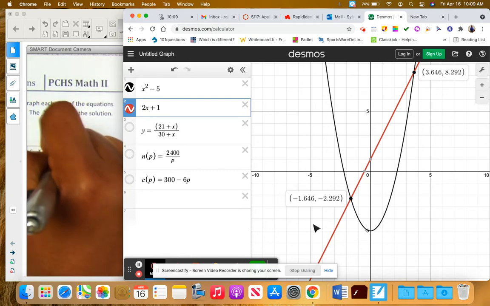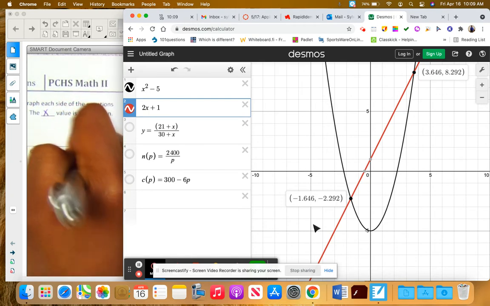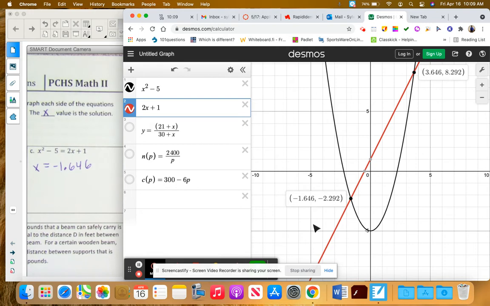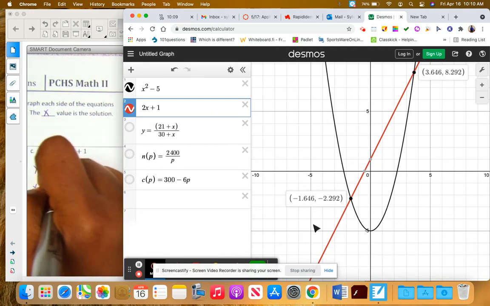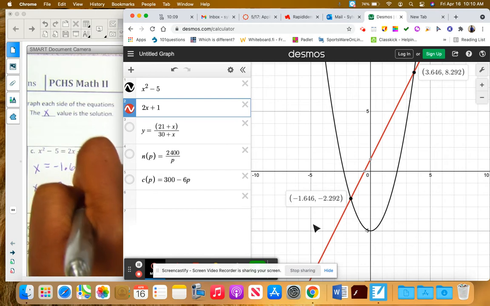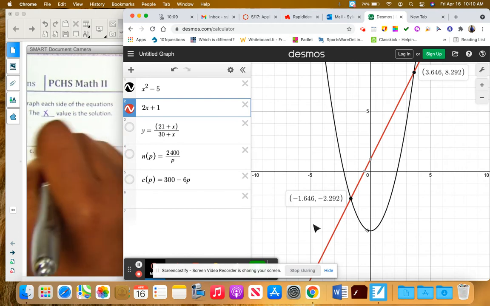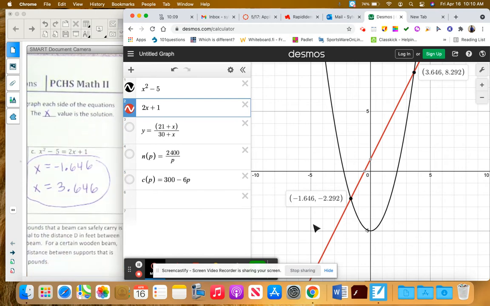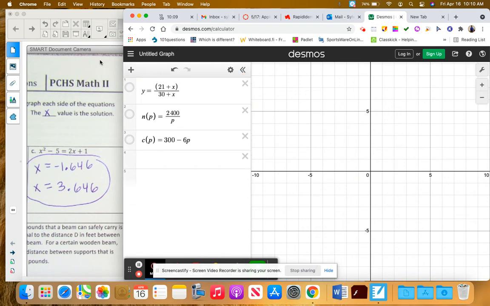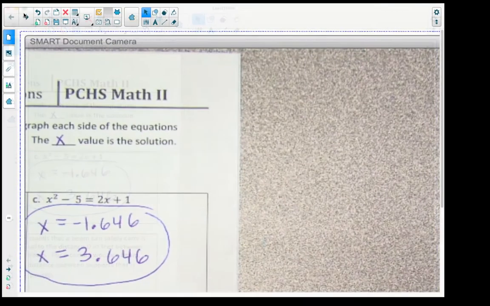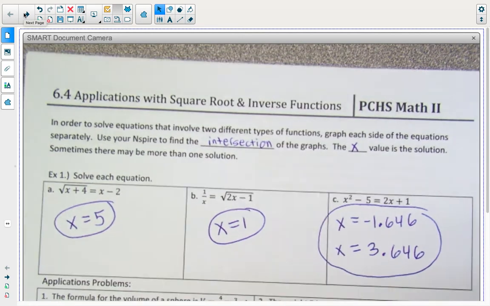So one of them is this. Again, I got that right from Desmos, just copying it down. And then my other solution that I found, the x value is this. And ta-da, that's all there is to it. So you can find your solution to these different types of functions by typing them into Desmos or any sort of graphing calculator and see where they intersect. So that's example 1.